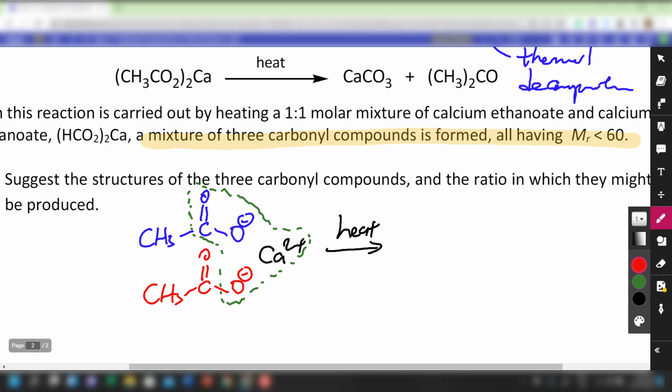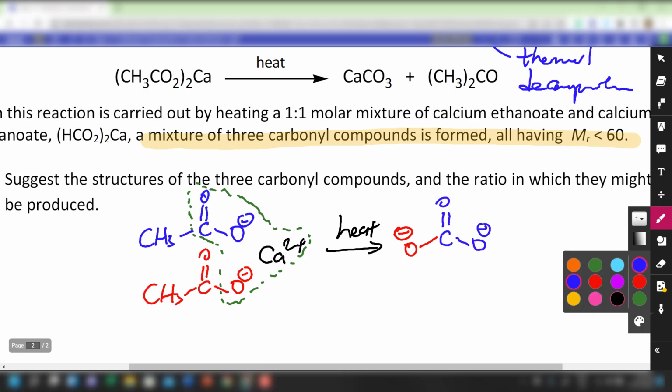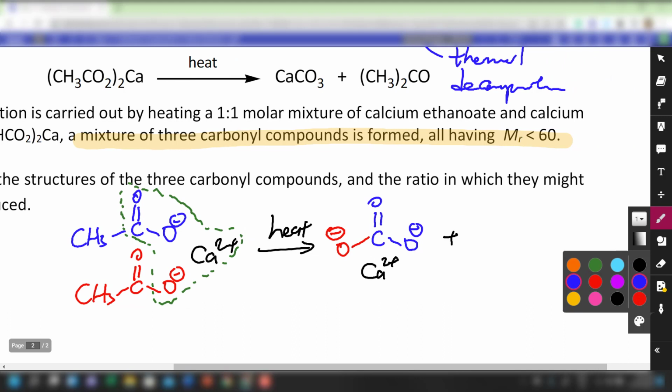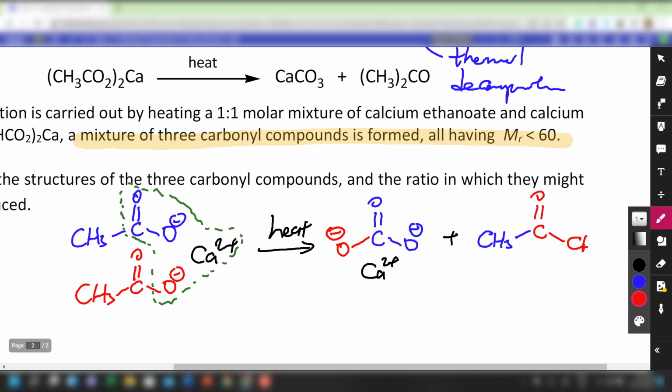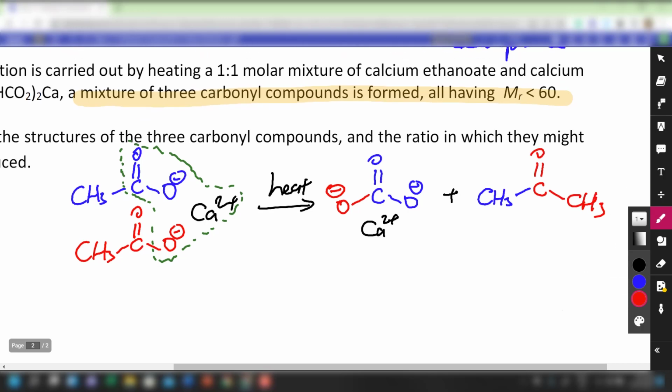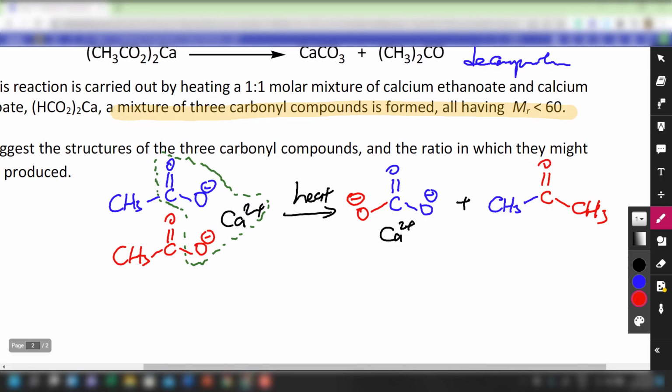So maybe I'm going to draw an O minus, a sigma bond, and then a C double bond O, O minus, and then the carbonate with Ca2 plus. And then plus the propanone, which will be CH3, C double bond O, CH3. This is just one combination.